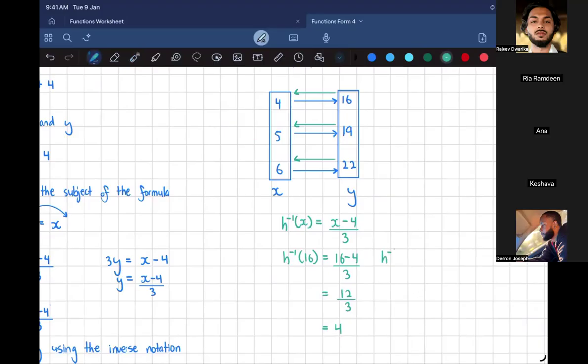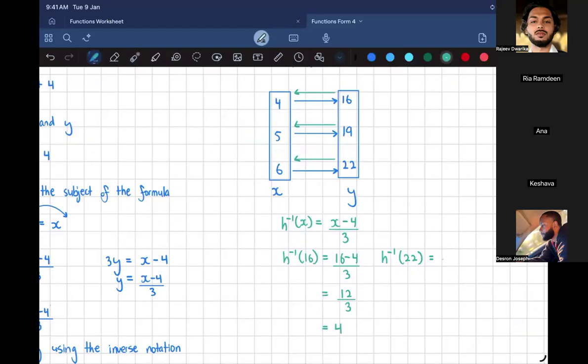22. If I put 22 into the inverse function, what am I supposed to get? According to the diagram, if I put 22 into the inverse function, what am I supposed to get? So remember, the inverse function goes from y to x. So the inverse function would go from y to x. 22 should give you 6. Right? Let me see if that's true.